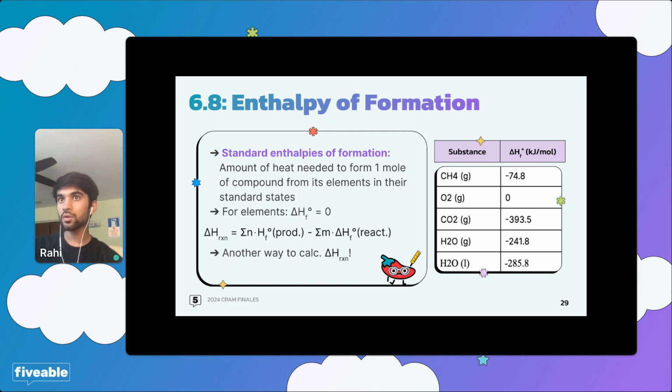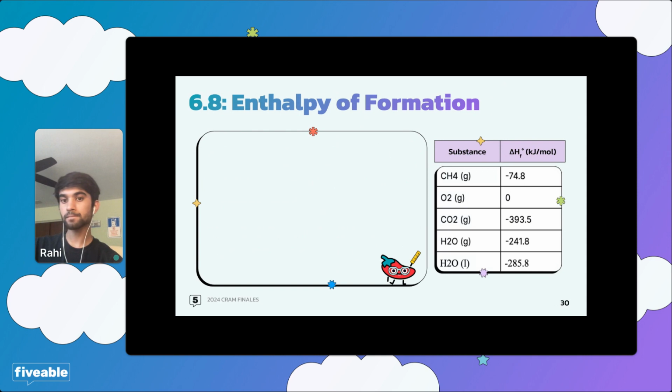Before someone inevitably asks which one you use: you use the one based on what you are given. If you're given enthalpies of formation, this is the one that you use. If you're given bond dissociation energies, you use the bond dissociation ones, right? Bonds broken minus bonds formed. Okay, example time. n and m are the coefficients in the reaction, how many moles of each thing you require.